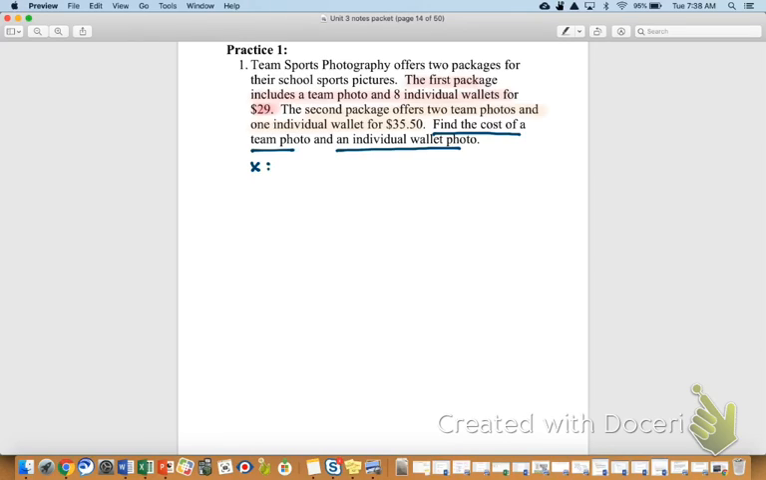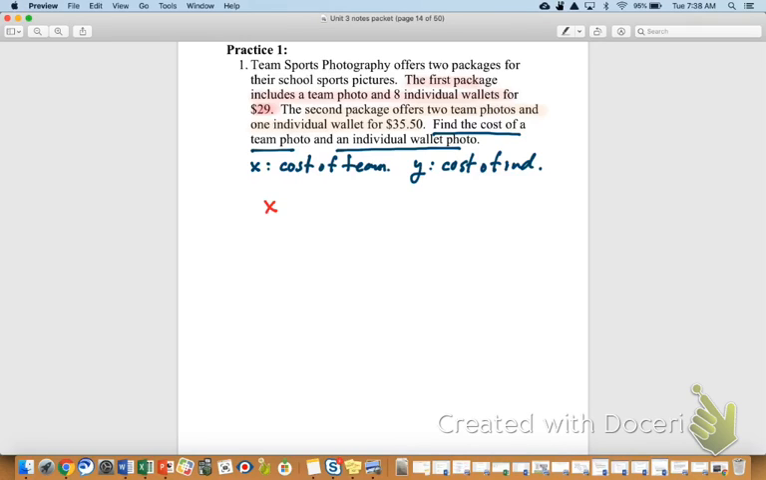the team photo costs x dollars. So cost of team photo is x dollars. And I'm going to say that y is the cost of an individual wallet photo. Okay, so according to the red sentence, the one that's highlighted in red, the first package involves just a single team photo. So I'm going to say the cost of that would just be 1x.